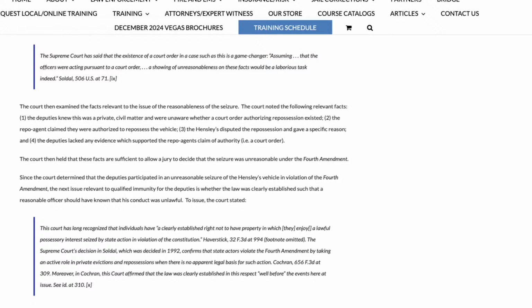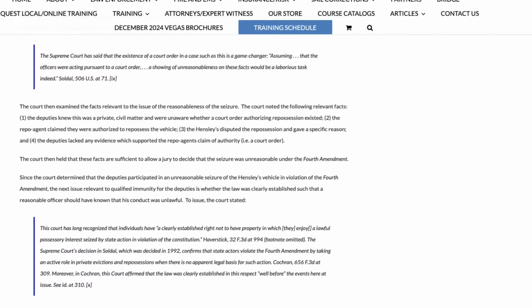The court then examined the facts relevant to the reasonableness of the seizure. The court noted the following relevant facts: the deputies knew this was a private civil matter and were unaware whether a court order authorizing repossession existed. The repo agent claimed they were authorized to repossess the vehicle. Hensley disputed the repossession and gave a specific reason, and the deputies lacked any evidence which supported the repo agent's claim of authority, i.e., a court order. The court then held that these facts are sufficient to allow a jury to decide that the seizure was unreasonable under the Fourth Amendment.